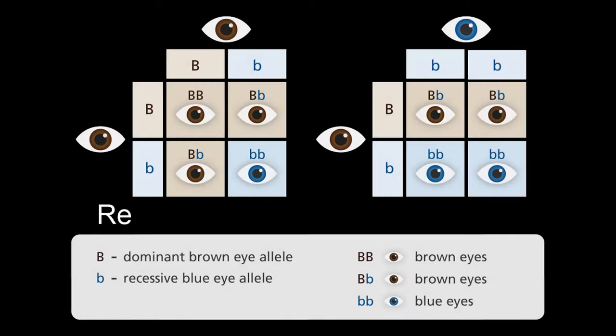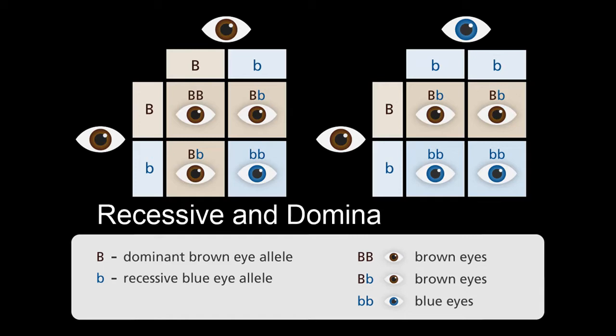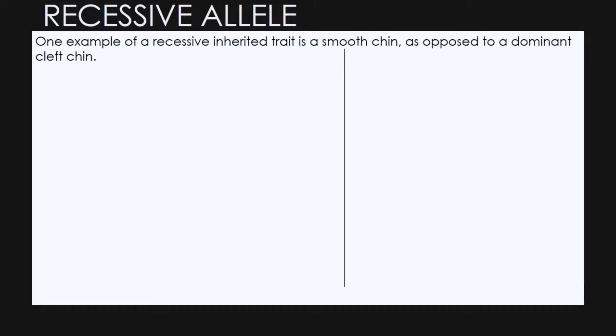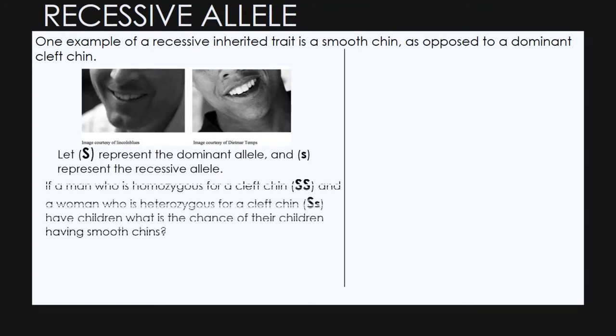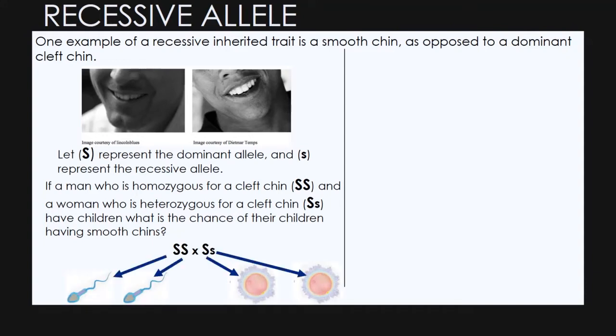Let's start by looking at dominant and recessive genes. Remember, you can either be homozygous for the dominant gene or homozygous for the recessive gene, and that's when the recessive gene is expressed. If you are heterozygous for the recessive gene, it is not expressed. So I'm going to do a cross between a homozygous and a heterozygous allele. Cleft chin is an example of one of the genes that are expressed through that dominant or recessive gene, with the cleft chin being dominant and the smooth chin being recessive.